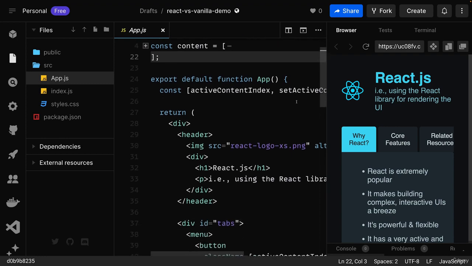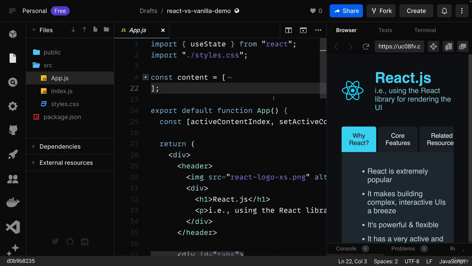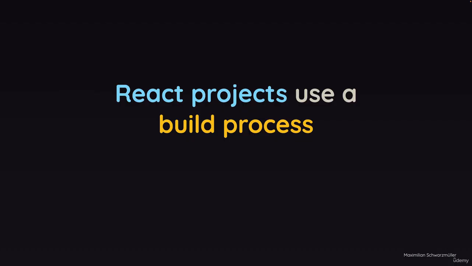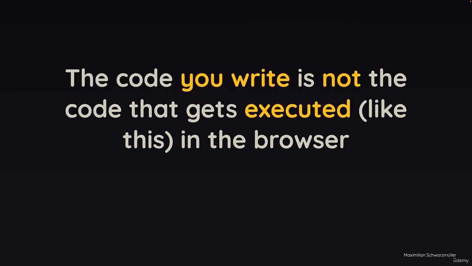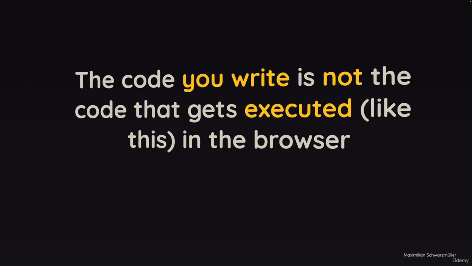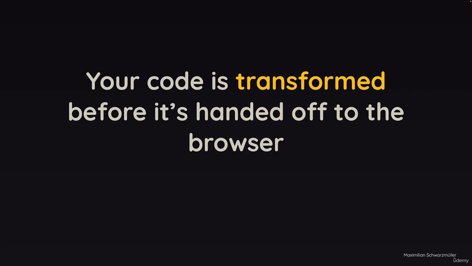And React, of course, in the end is JavaScript code. A special JavaScript code, but it is JavaScript code. So why is this working? Well, because as mentioned at the end of the last lecture, React projects use a build process, which simply means the code you write is not the code that gets executed, like this at least, in the browser. Instead, the code you write is transformed behind the scenes before it's handed off to the browser.